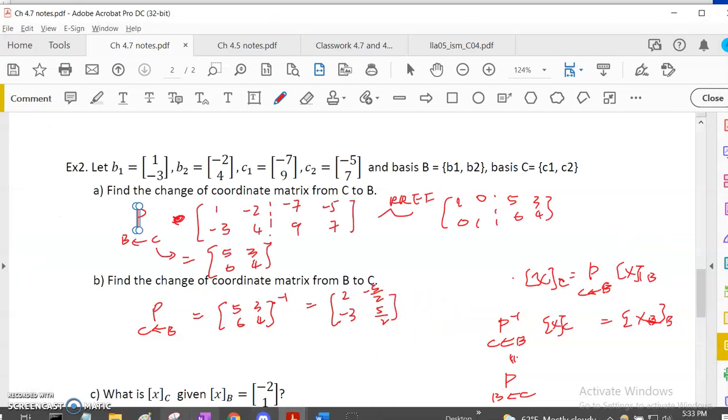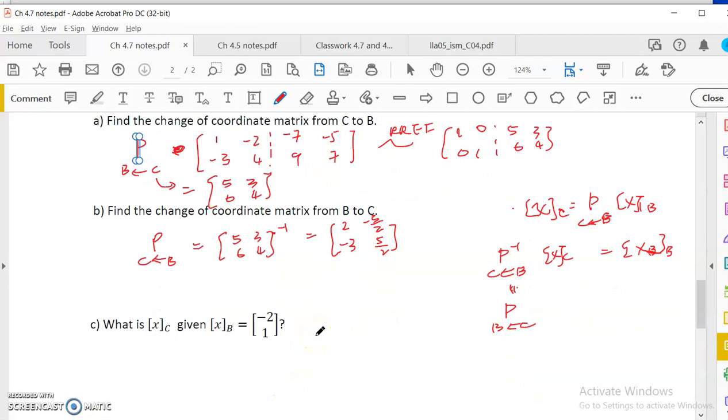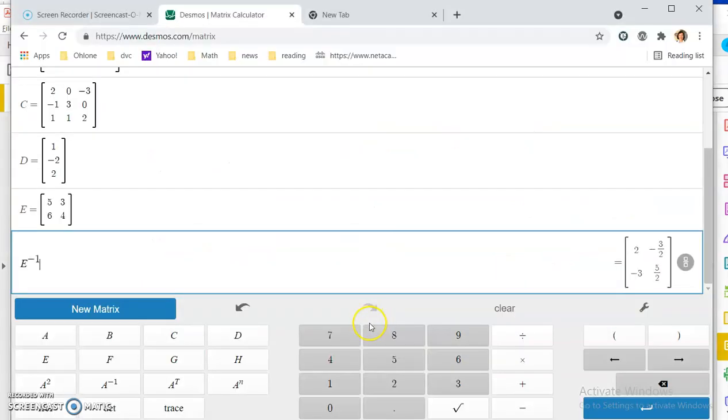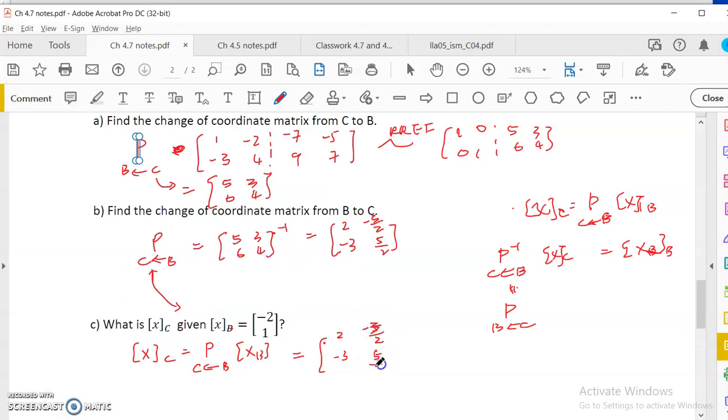Okay, here's the last question. For the application, what is x of C if I have x of B? Which one should I use? Well, I have B. I want to change it to C. Of course, I want to use this one, right? Because I'm given B. So I would write it out. X of C is actually equal to the change from B to C times x of B. So that is the one that we have earlier, 2, negative 3, negative 3 over 2, 5 over 2, times my x of B, which is negative 2, 1.